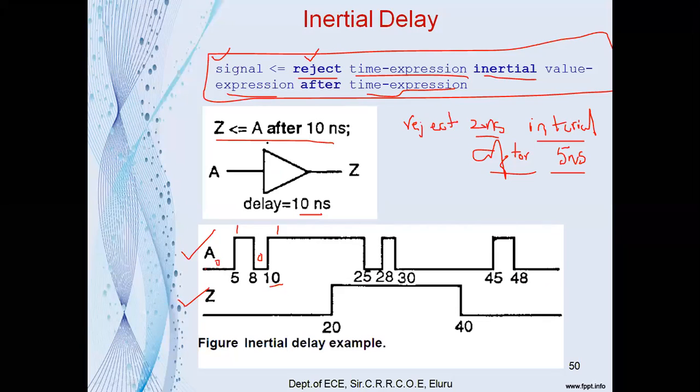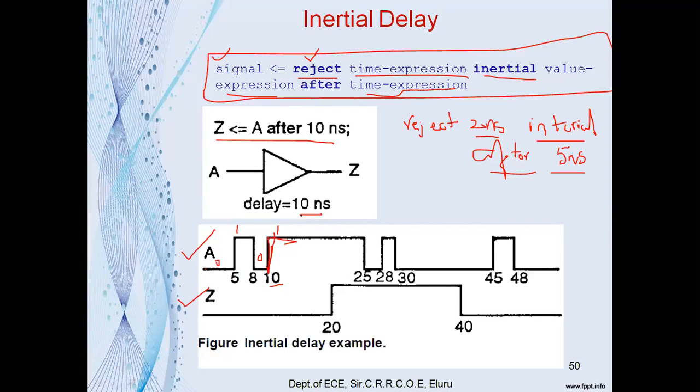Right? Now, in the example we have considered, A after 10 nanoseconds means that the input is accepted only after the 10 nanoseconds. Even though there are any transitions before that 10 nanoseconds, they are simply ignored, simply omitted. The signal is accepted only after the 10 nanoseconds. Now see here, the inertial delay is 10 nanoseconds.